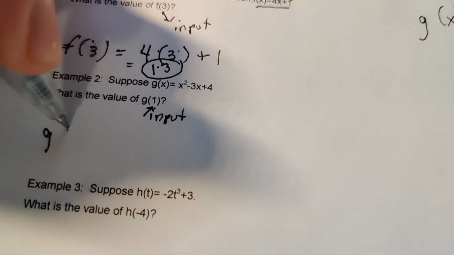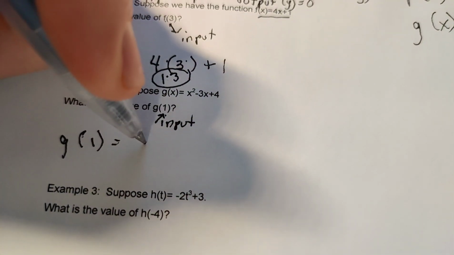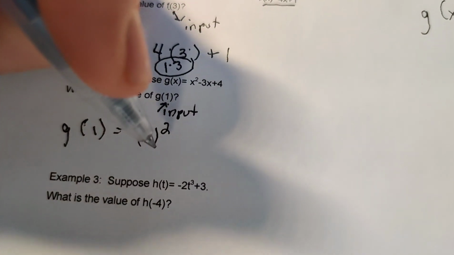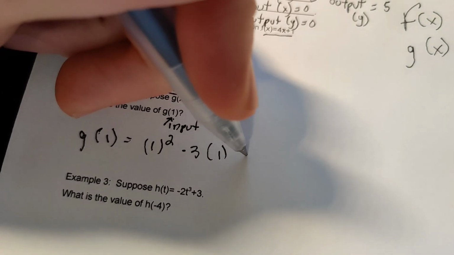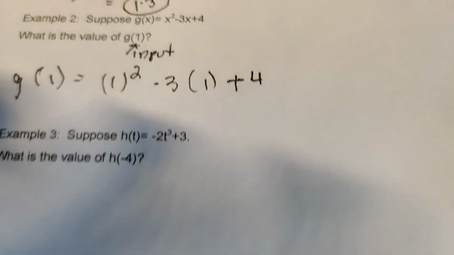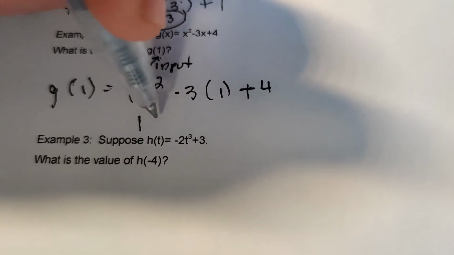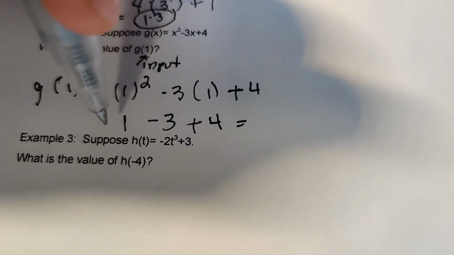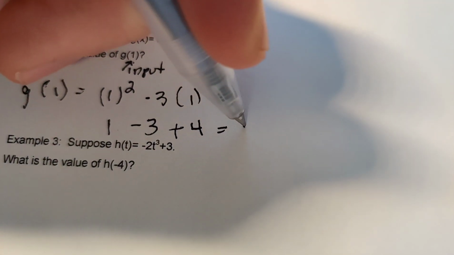by simply substituting. We're going to go g of 1 equals, we're going to replace the x with the 1, so 1 squared, minus 3 times 1, plus 4. All right, and 1 squared is obviously 1, minus 3, plus 4. Be careful with your signs. 1 minus 3, negative 2, plus 4 makes positive 2.